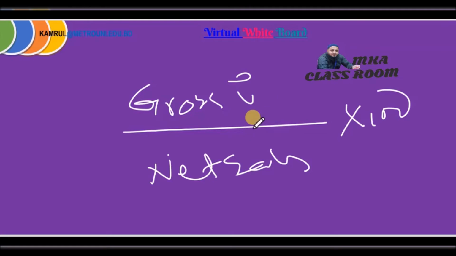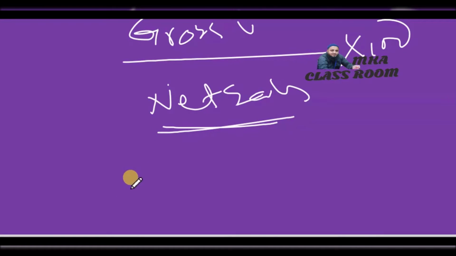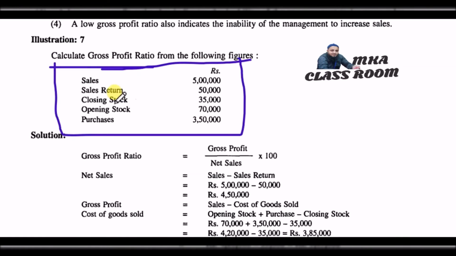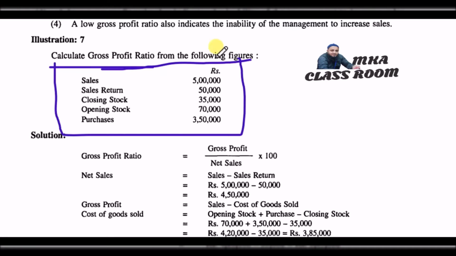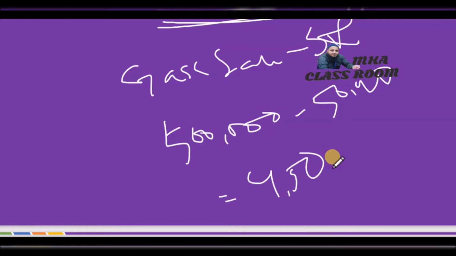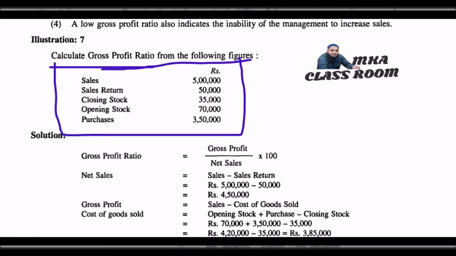Then we have to find out the net sales. We know the formula: net sales is equal to gross sales minus sales return. Here we have gross sales of 5 lakh minus sales return of 50,000. So our net sales is 4 lakh 50,000. This is our net sales.